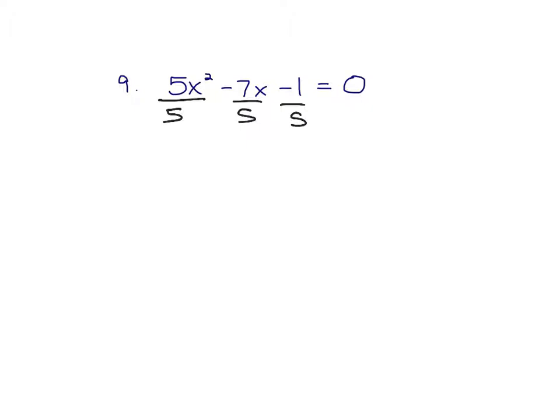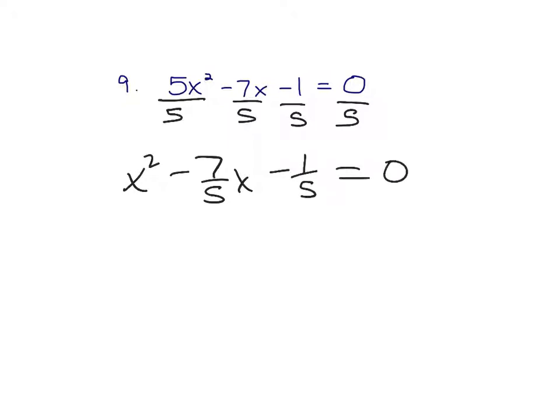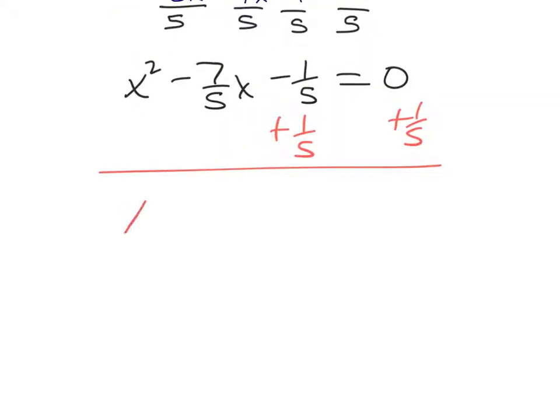All right, next one. Again, step 1, make sure that x squared term has a 1 in front. So to make it become a 1, divide everything by 5. x squared minus 7/5 x minus 1/5 equals 0. Step 2, move the constant. x squared minus 7/5 x equals 1/5.